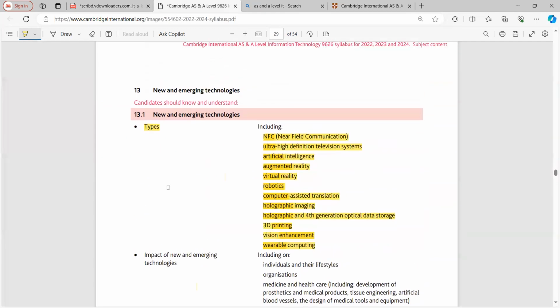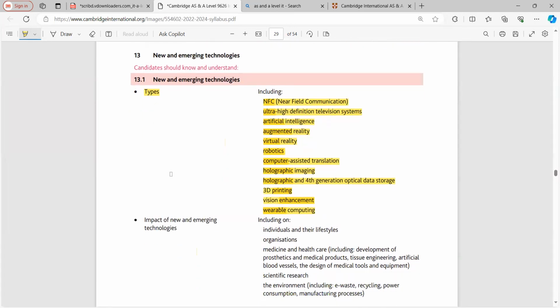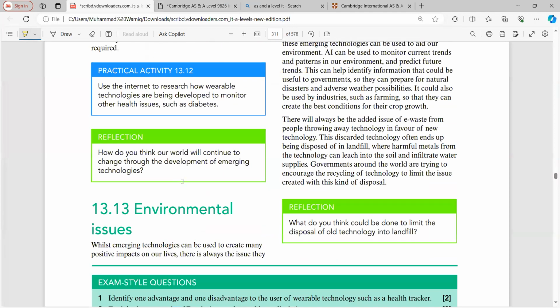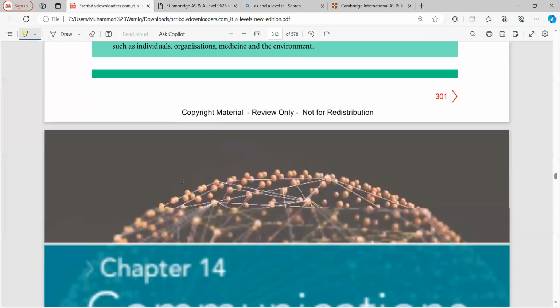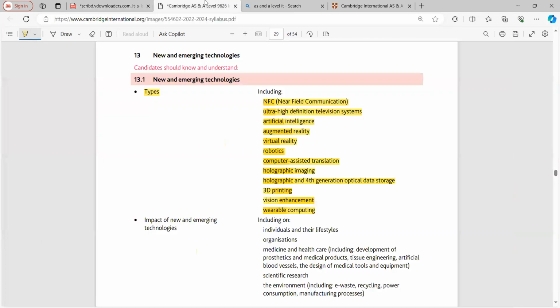That's it. I think one of the titles of your syllabus is completed. The next title that we need to discuss is the environmental impact. Oh, the chapter is completed itself.